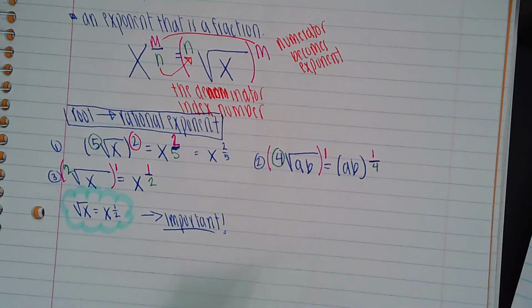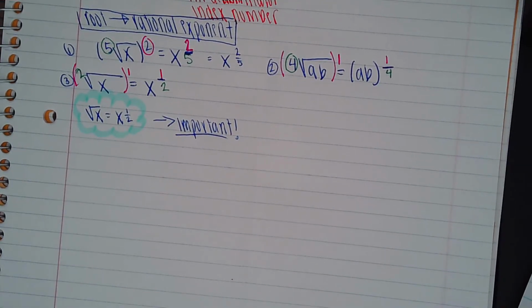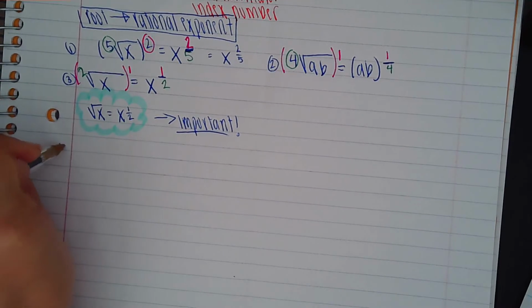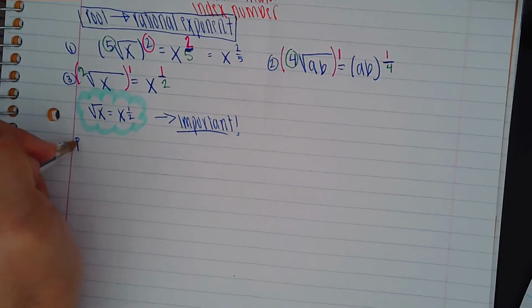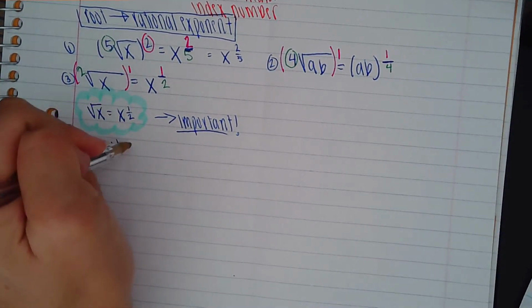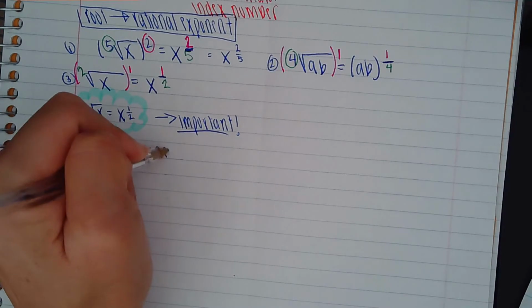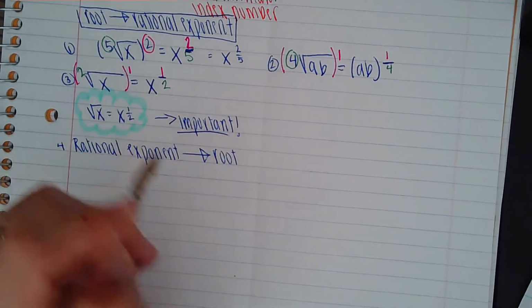Well, what about if we have a rational exponent and we want to change it into a root? Because that is actually the easier way of solving them. So we'll start with example number 4 here. Well, actually, let me write that title so you know what we're doing. A rational exponent to a root.